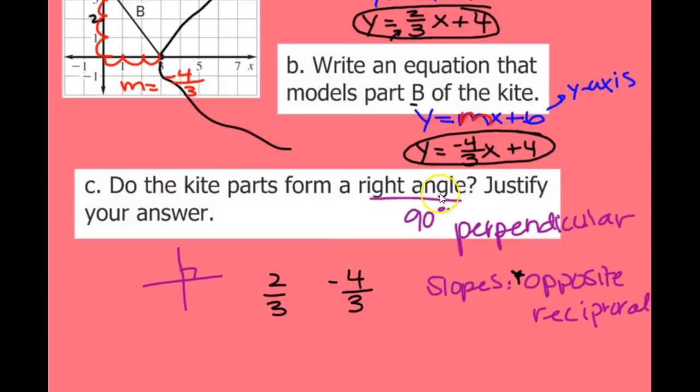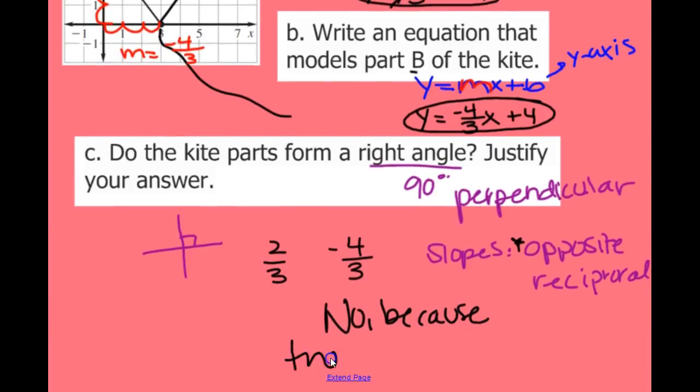So, do the kite parts form a right angle? No, because it says justify your answer. They, meaning the slopes, are not opposite reciprocals.